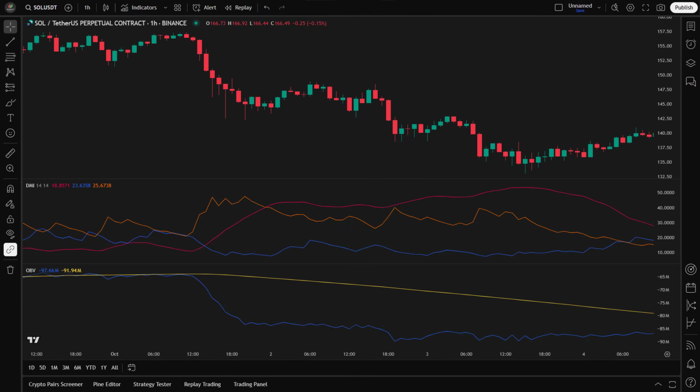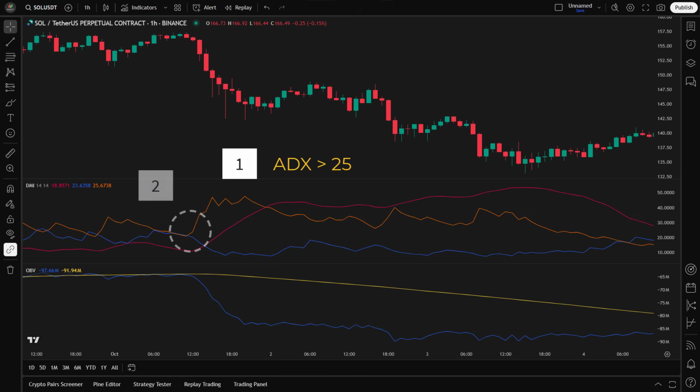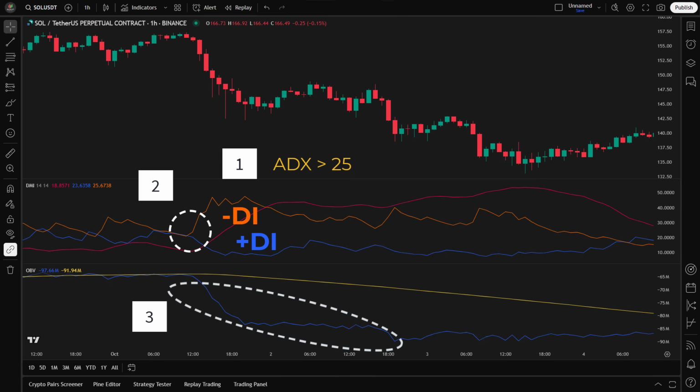To enter a short trade, all of the following conditions must be met. 1. ADX is above 25, indicating a strong trend. 2. Positive DI crosses below negative DI, signaling bearish momentum. 3. OBV is below its 100-period SMA, confirming bearish volume pressure. Once these conditions are met, we enter the trade on the next candle.